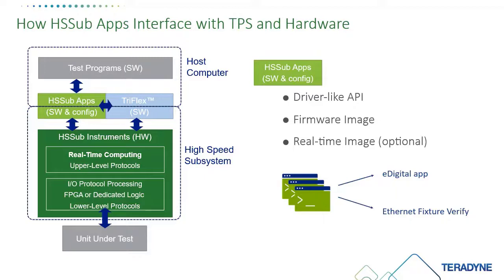The HSSub app layer makes writing a high-speed communication test quick and easy without getting bogged down in packet information and hardware processing. In most cases, simply configure, send, receive, and validate.